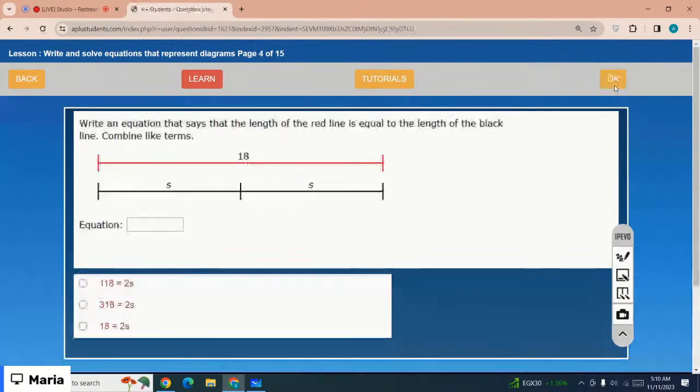Write an equation that says the length of the red line is equal to the length of the black line. Combine like terms. So which is the correct option? Yes, that is 2s equals 18. Option number 3 is the correct option.